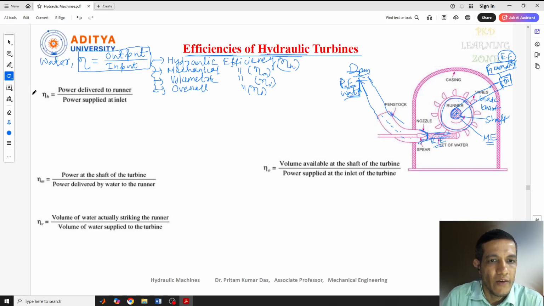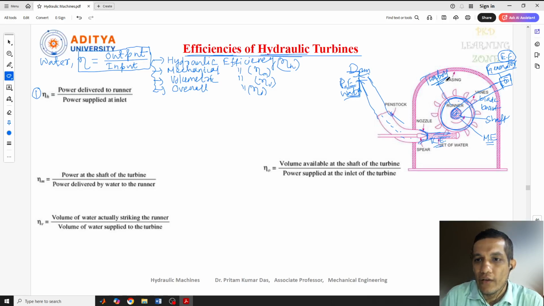Now the first one we'll see is the hydraulic efficiency. Hydraulic efficiency is the ratio between the power given by the water to the runner, or the power delivered to the runner of a turbine, to the power supplied at the inlet. We know that the runner is the rotating part of a turbine, and this total assembly indicates a turbine.